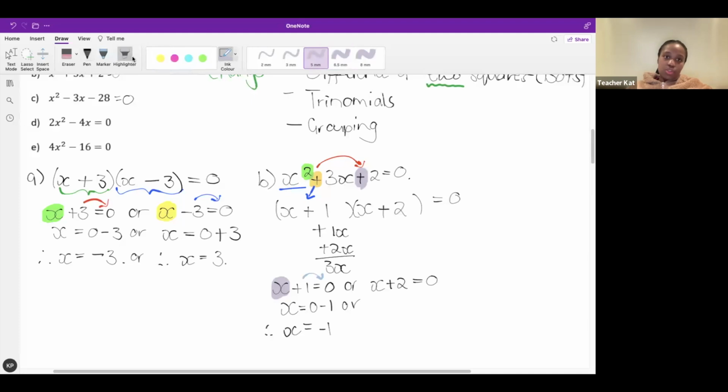Or my second solution for the x, I am highlighting blue. If we take over this positive 2 to the other side, I have x is equal to 0. Is it plus 2 or is it minus 2? Yes, thank you, minus 2. So therefore, x is negative 2. Those are my 2 solutions. I am done.